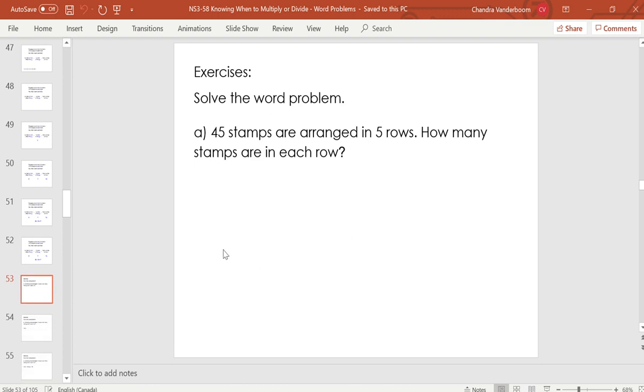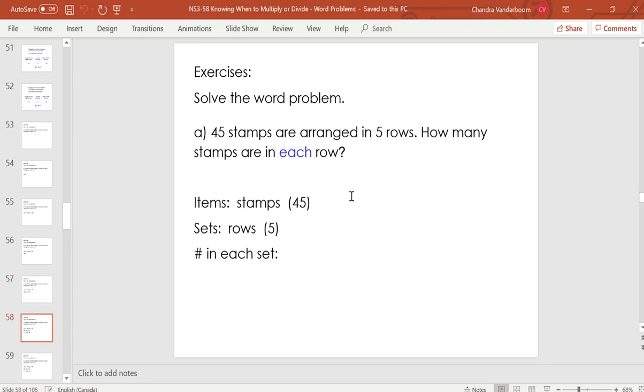Solve the word problem. 45 stamps are arranged in 5 rows. How many stamps are in each row? Well, what are our items? We know our items are the stamps, and it says we have 45 stamps. What are our sets? Look for our clue word each row. So the rows are our sets, and we know we have 5. It says we have 5 rows.